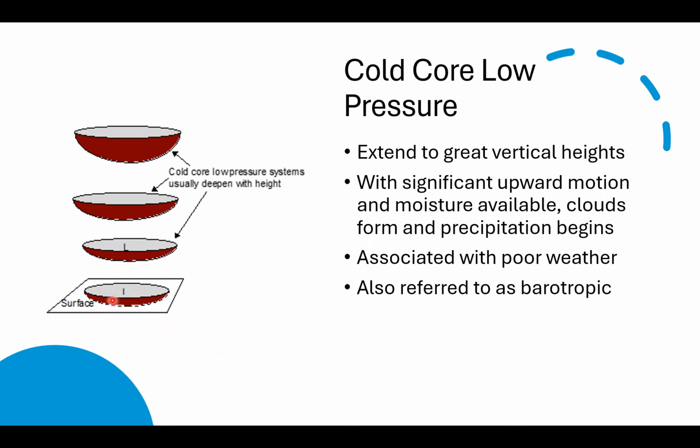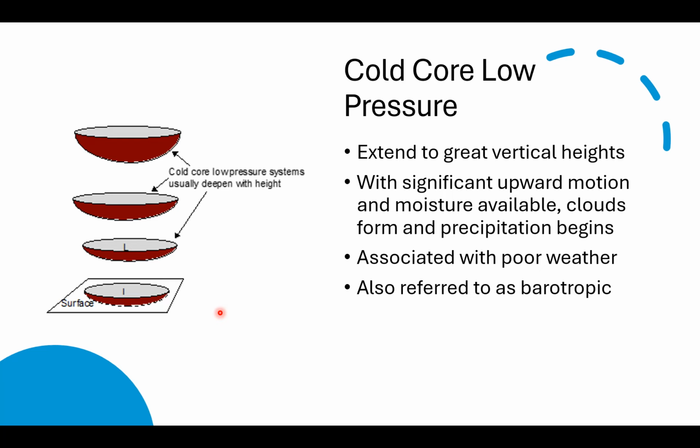It's going to weaken at the surface first. It's going to weaken from the surface, and then the last reflection of this surface low pressure will be an upper level low aloft, this cold core upper level low. With significant upper vertical motion with the cold core low and moisture available, you get clouds to form. In a lot of cases, it'll be showery precip beneath the cold core low pressure.